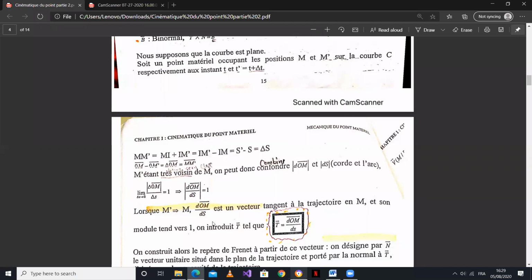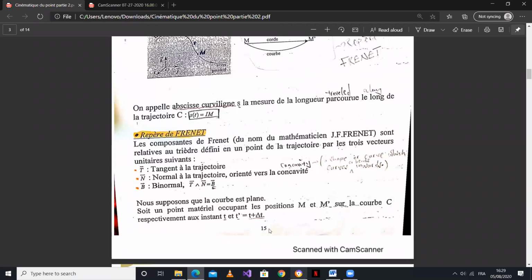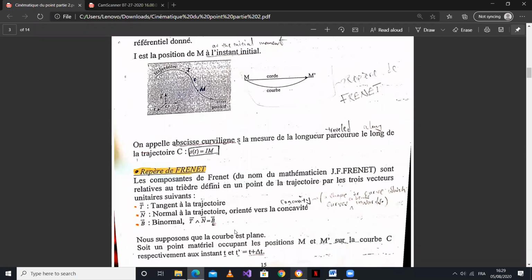On introduit T, la tangente à la trajectoire. T, c'est la tangente telle que T égale d OM sur dS. So again, here, it's a matter of imagination, okay? It's a matter of imagination.